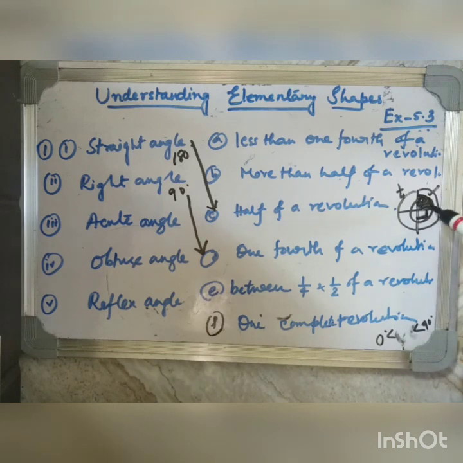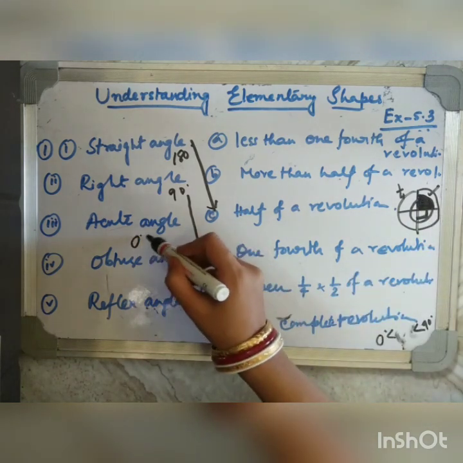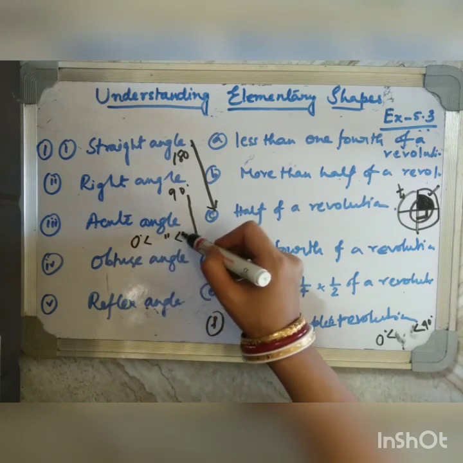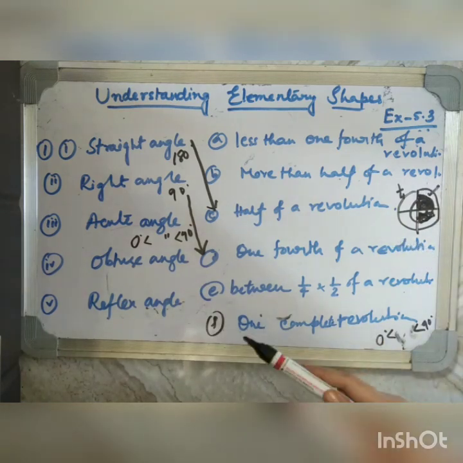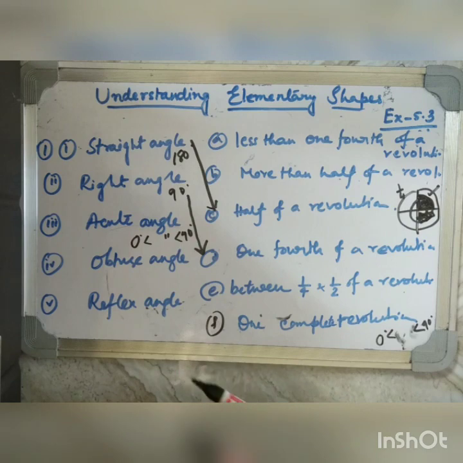It will remain only in this part. Acute angle means more than 0 degree and less than 90 degree. It means it will only stay here, or it can stay here, but it will not touch the 90 degree line. Okay, so what can we write?